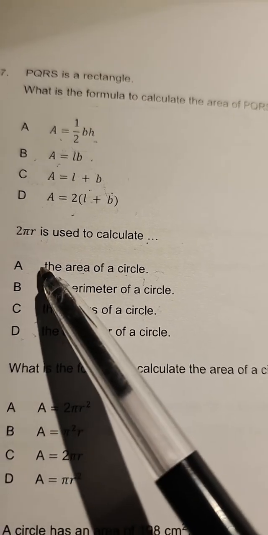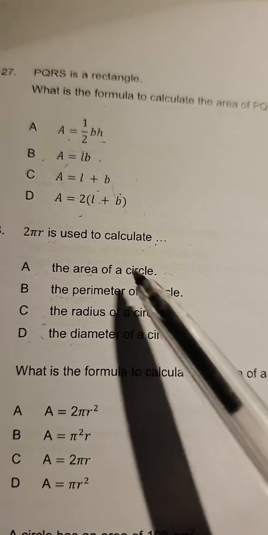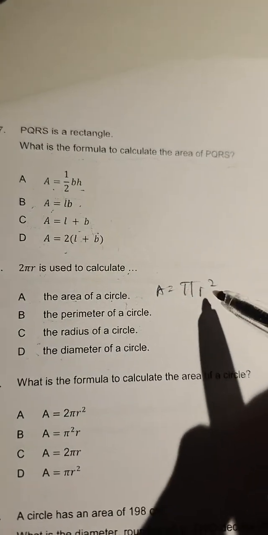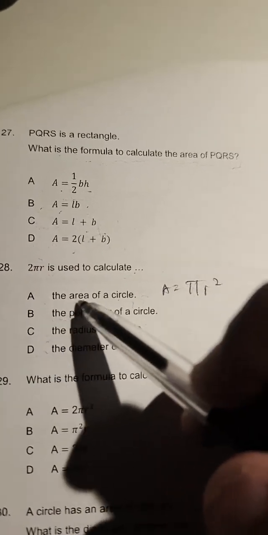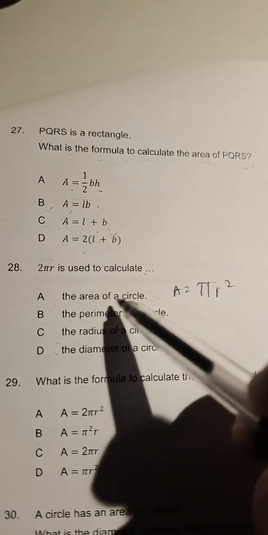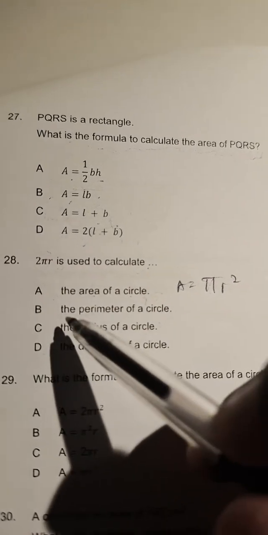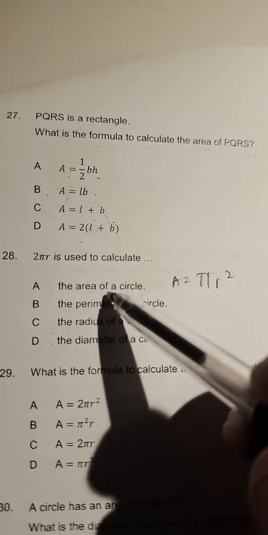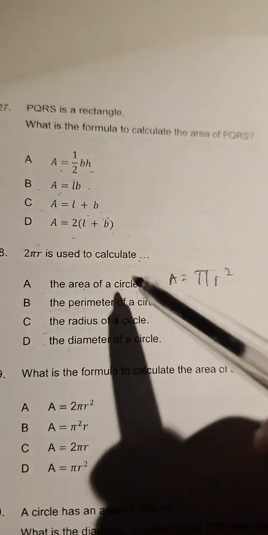Okay. Now, if we look at the area of a circle, we know that 2 pi r is not the formula to calculate the area of a circle. Rather, area of a circle is pi r squared. So had they had pi r squared, we would have said that's correct, but this is incorrect. 2 pi r does not define the area of a circle. B, perimeter. Remember, perimeter means distance around a shape.